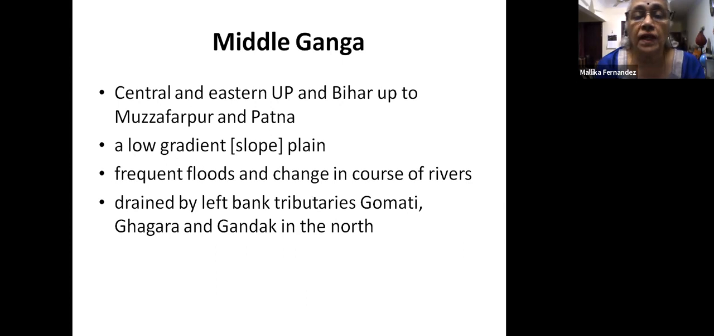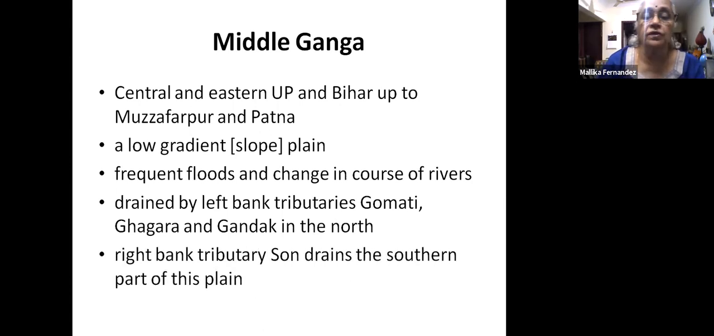Okay. So what are the important rivers that come into this region? On the left bank, that is coming from the Himalayas, are the Gomati, Ghagra, and the Gandak. These are the three main rivers flowing into the river Ganga. Okay. And then from the south, we have the Son River, right? That is the right bank tributary coming from the plateau region.